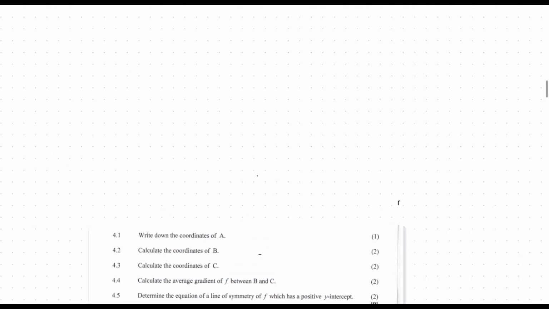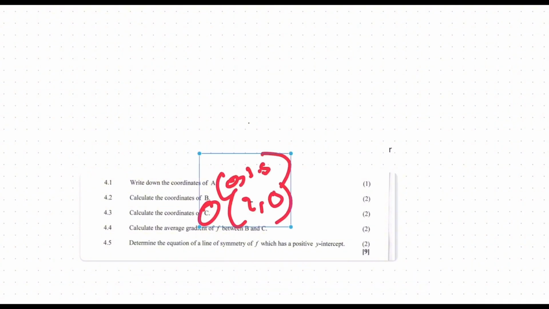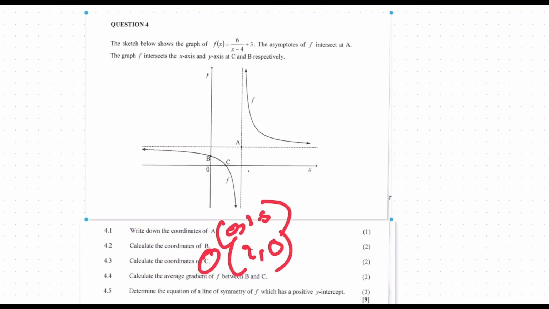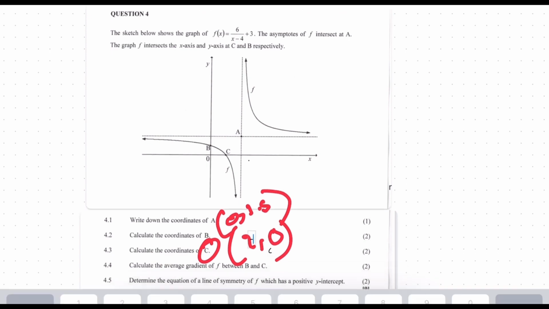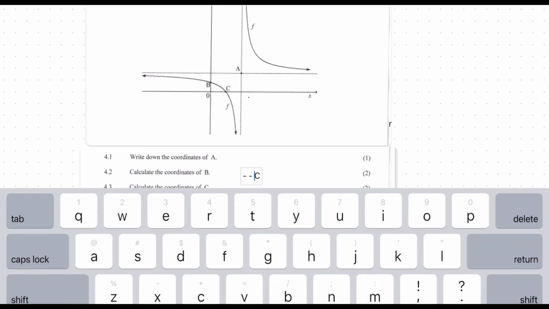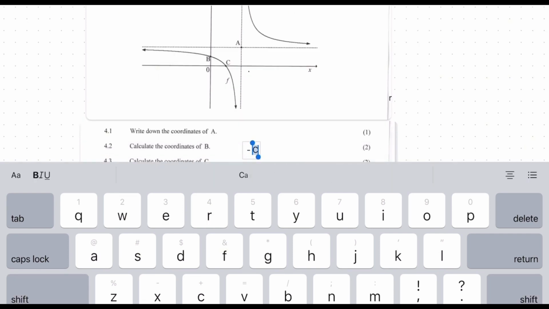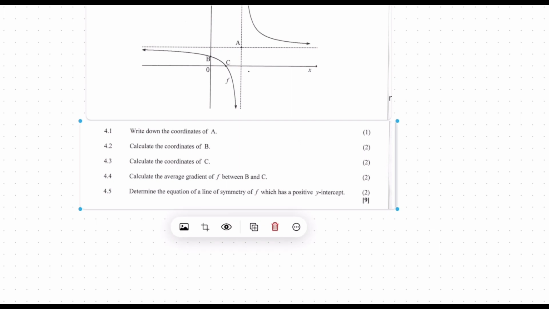What? Did I just delete the question? Okay, let's go back and see if we can. Here's our question. Let's delete you. How do I delete you again? Because you keep on writing yourself.